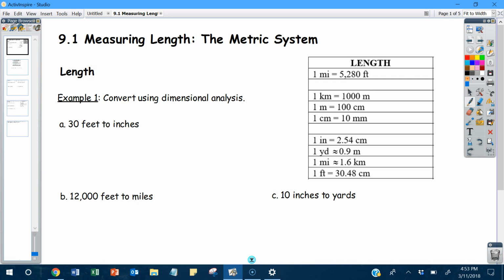So we'll start out in this section just with length, and so what I've done is I have copied and pasted a part of a formula sheet that you're going to have at your disposal when you take the next quizzes and tests that have to do with length. There's a formula sheet online that has a bunch of different conversions, and this is just the piece that has to do with length.